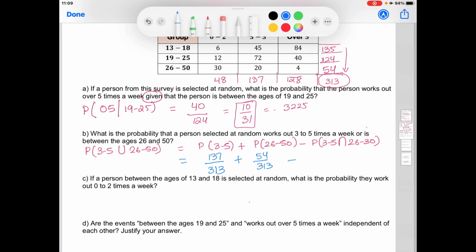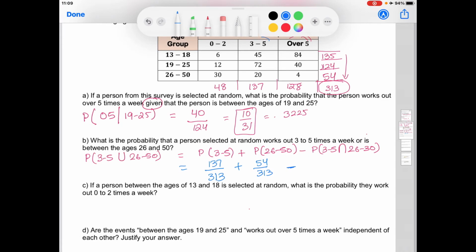And then you have minus the intersection. Let's do the intersection. You have 3 to 5. I'm just going to scroll it down. So this is the group for 3 to 5. And then you have 26 to 50, which is this group. Where is the overlap happening? At 20. So 20 is the overlap. So it's going to be 20 over 313.